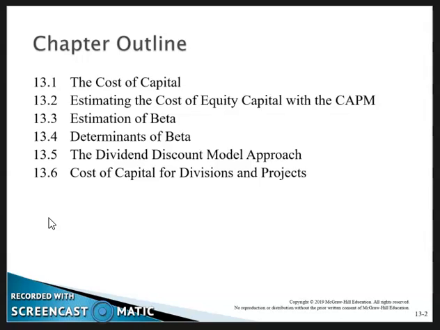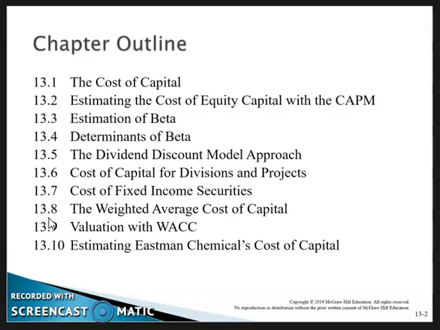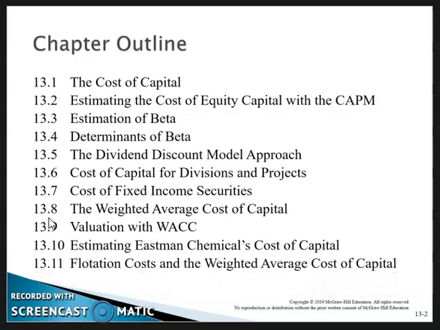Cost of capital for divisions and projects, fixed income securities, debt. The weighted average cost of capital. So how do we combine all this together to come up with one cost of capital for the firm? Then valuation with the weighted average cost of capital. Then we'll finish up with Eastman Chemical's cost of capital as a case study. So flotation costs and the weighted average cost of capital, as we mentioned previously.